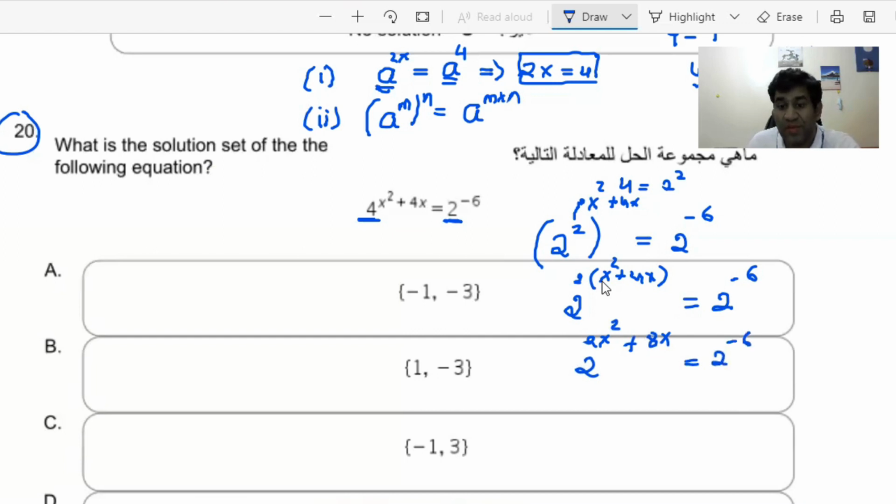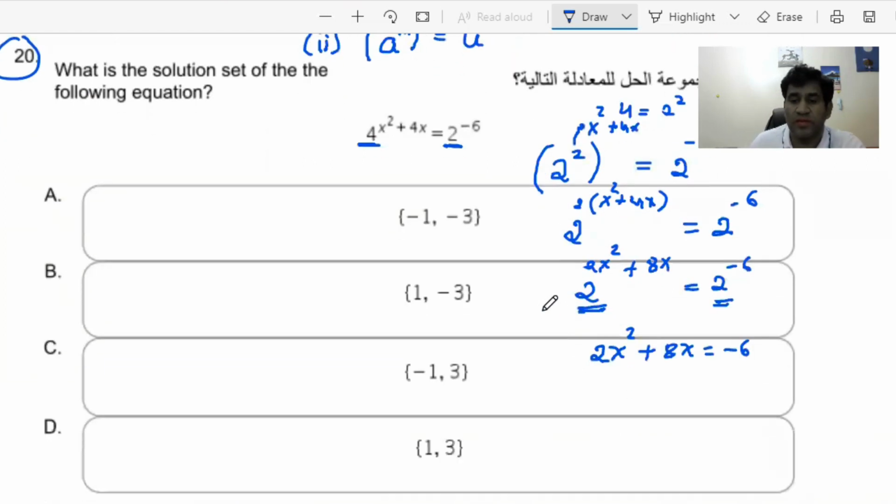So now we made the bases the same. Here is also 2, here is also 2. Now I can equate their powers. Now I can say 2x square plus 8x equals negative 6. But if you look at this equation, you realize this is in quadratic form, but it is not in the standard form. So I have to take this 6 to this side. Then it becomes 2x square plus 8x plus 6 equals 0, because negative, when it goes to the other side, becomes positive.